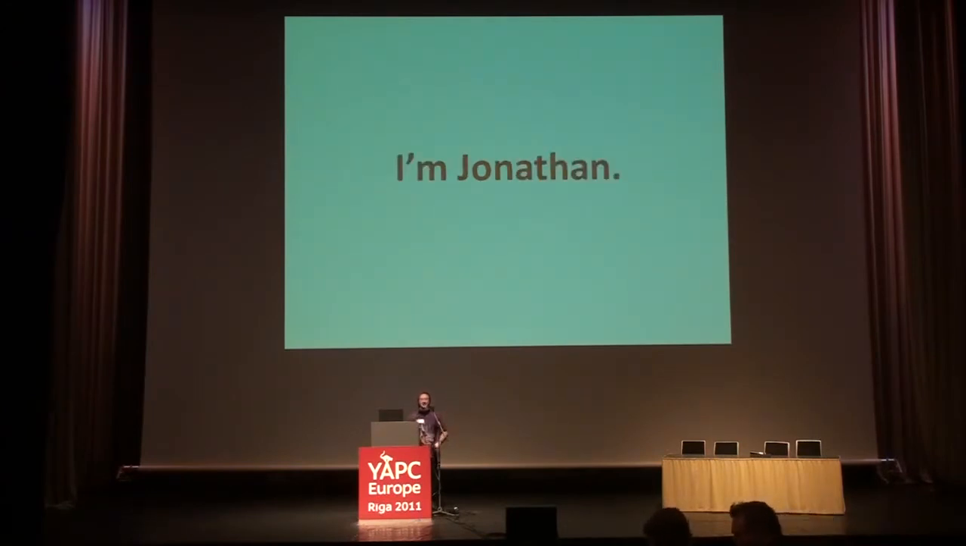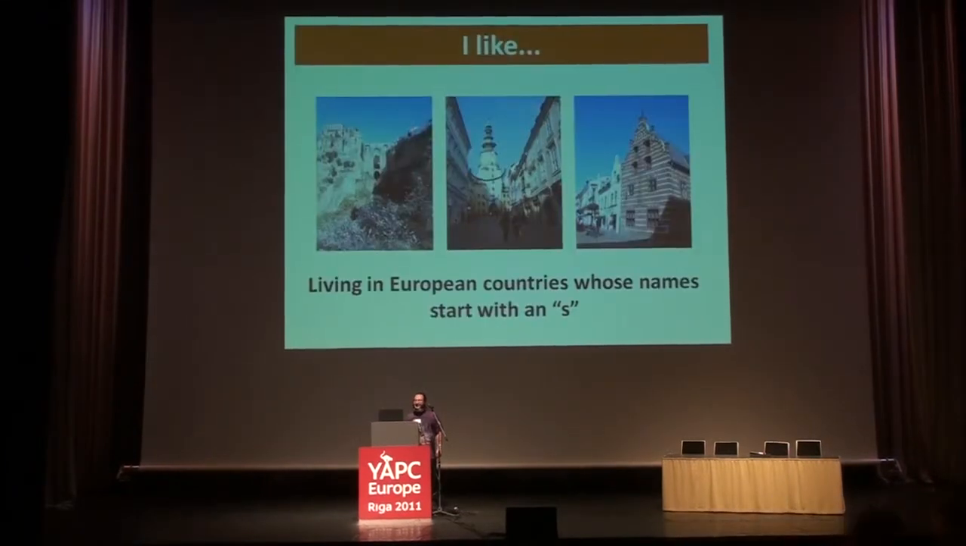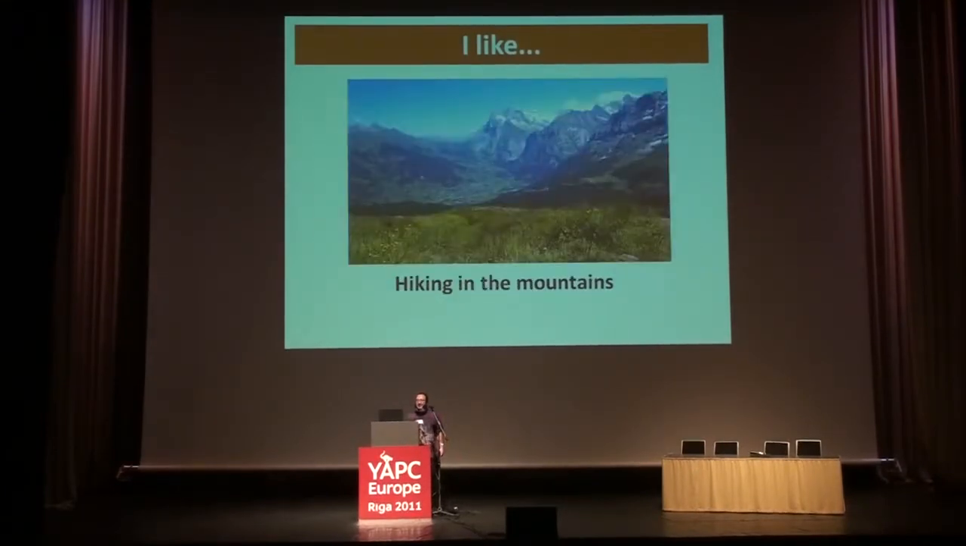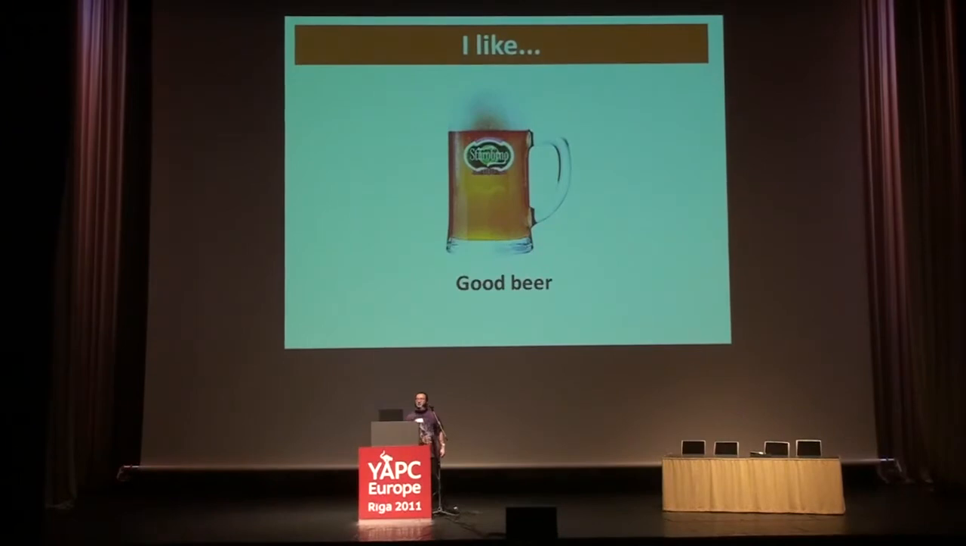And I'm Jonathan. You may have known me from IRC or commit lists as this unpronounceable name. I like living in European countries that start with an S. I've lived in a few of them by now. I like hiking in mountains. I like cold weather. The sea froze this winter. I was most happy. I like good beer.